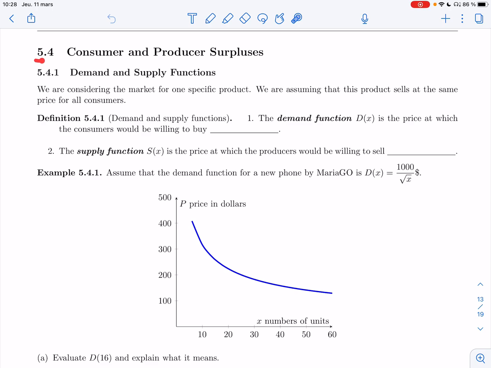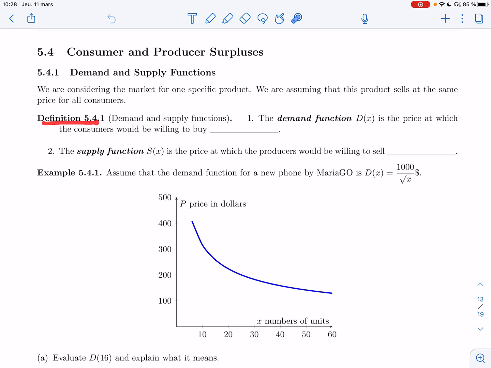Welcome to section 5.4, in which we'll talk about consumer and producer surpluses. That's going to be our first real-life applications of our techniques and our tools. All right, 5.4.1, let's talk about the demand and the supply functions. So in this section, we'll be considering the market for one specific product. We're assuming that this product sells at the same price for all consumers. So we're trying to see what the price should be, what that price means, and all of this.